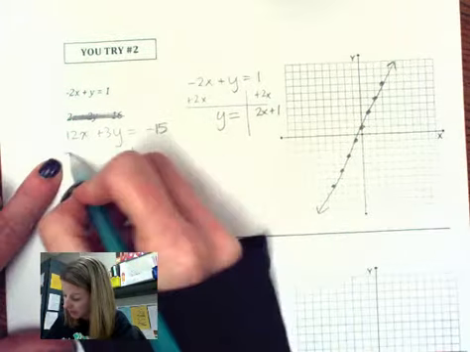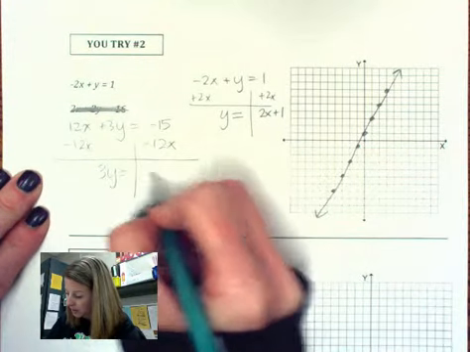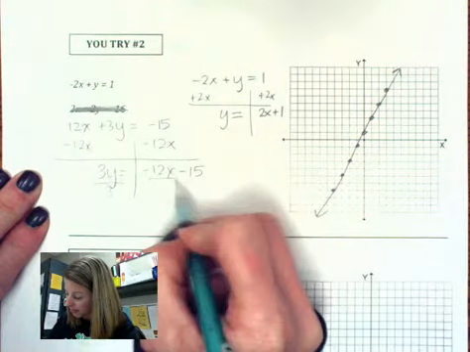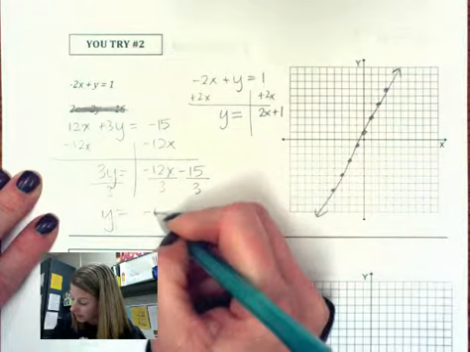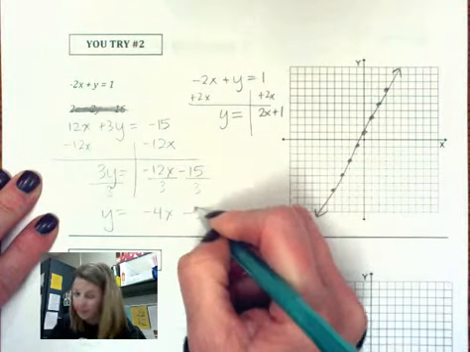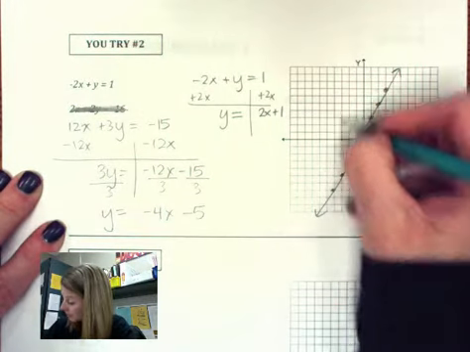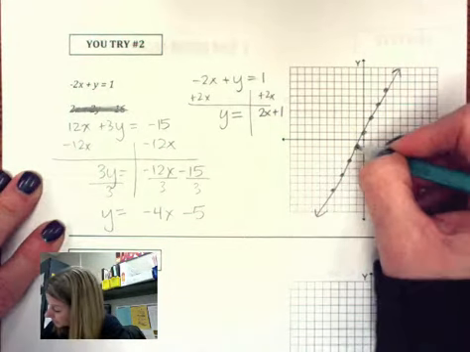Second line, I'm going to subtract 12x from both sides. So that will be 3y equals negative 12x minus 15. Divide everything by 3. So that's y equals negative 4x minus 5. So negative 5 is 1, 2, 3, 4, 5. And then down 4 over 1. But I can tell my line's going to go backwards, so I'm going to go also up 4 over 1. And there I go. I intersected it.